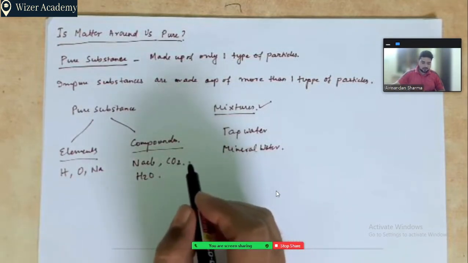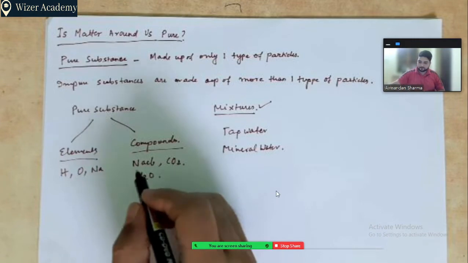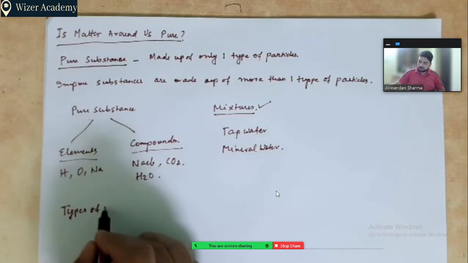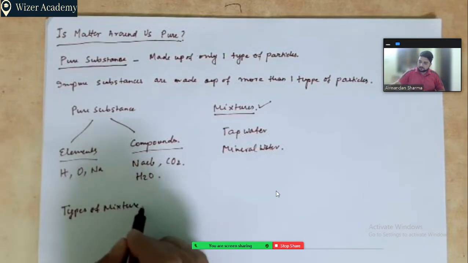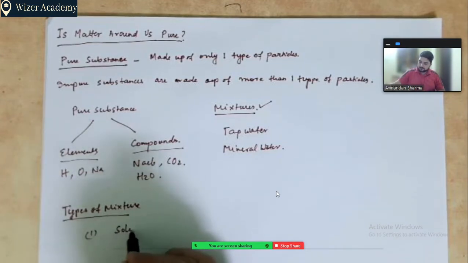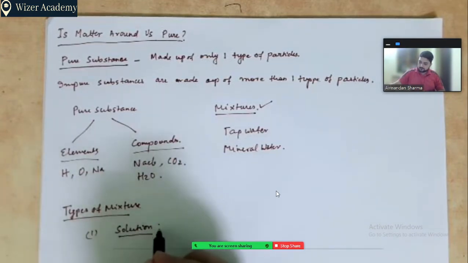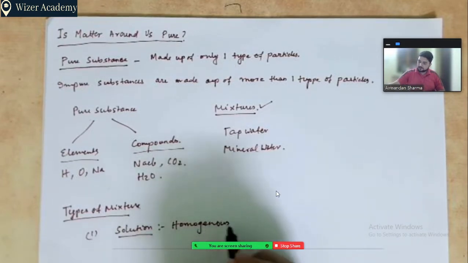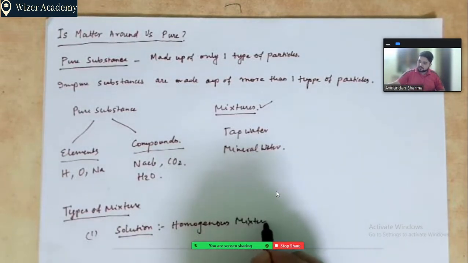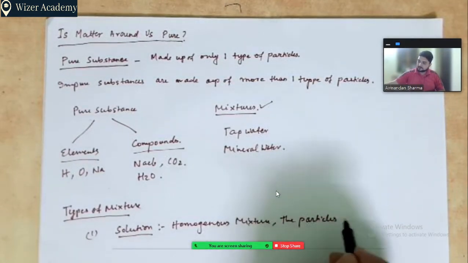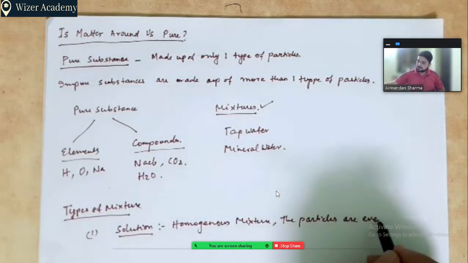Now let us consider the different types of mixture. What are the different types of mixture? First is solution. What do you mean by solution? Solution is a homogeneous mixture. Homogeneous mixture means the particles are evenly distributed.